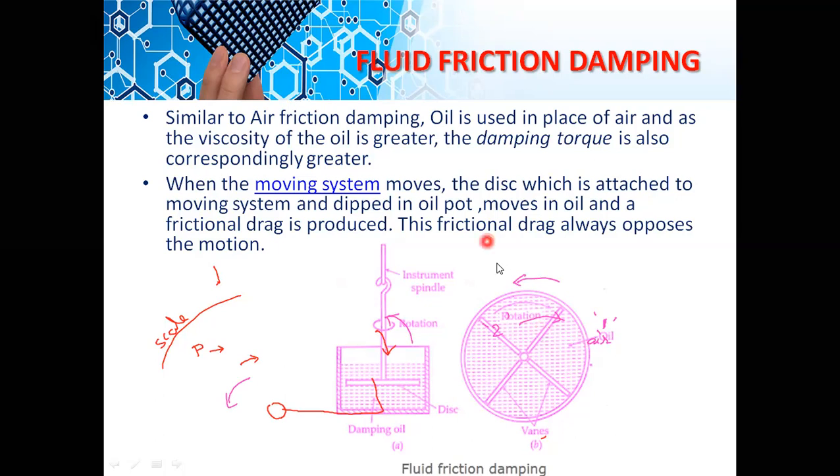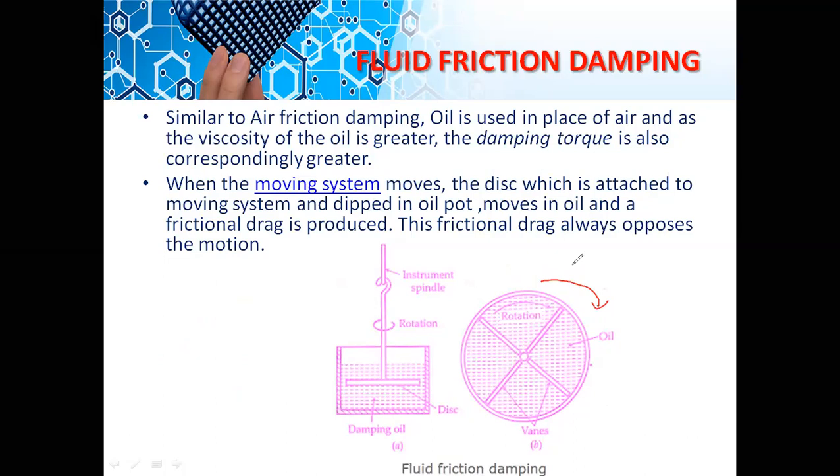Now, when the spindle is moving in clockwise direction, because of the viscosity of the oil, it will not allow free movement of the vanes of the disc. Hence, it will try to oppose the oscillation. Clockwise or counterclockwise, the logic is the same.